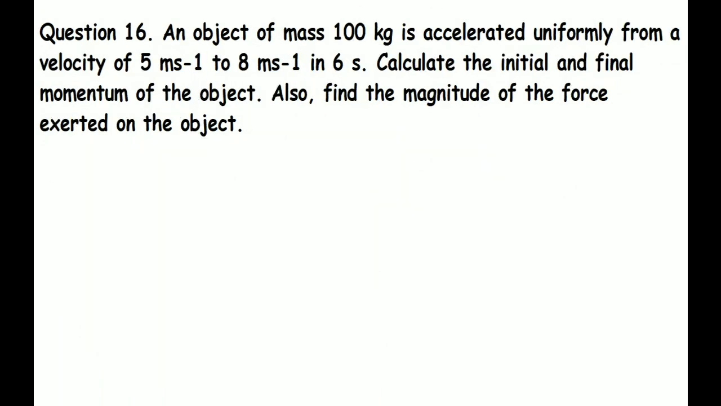Okay. Now, question number 16. An object of mass 100 kg is accelerated uniformly from the velocity of 5 meter per second to 8 meter per second in 6 seconds. Here what is given, student? The object's mass, that is m, is given. Velocity 5 to 8, they are accelerated, that means initial velocity and final velocity are given. And this acceleration happened during 6 seconds. Okay, so time is also given.